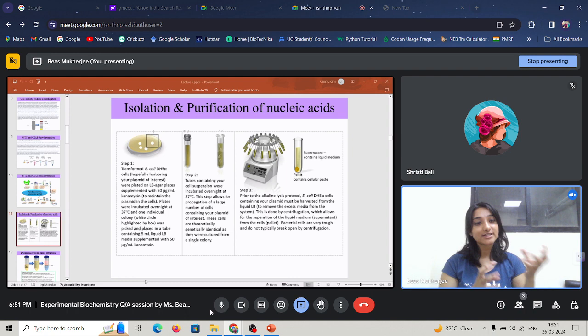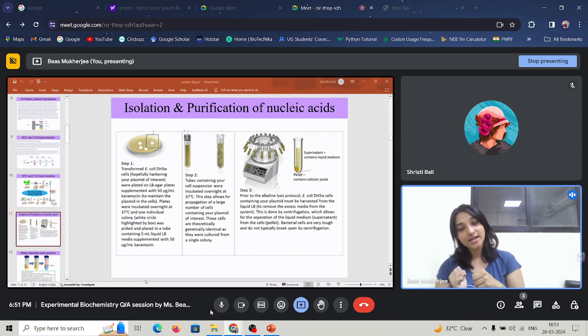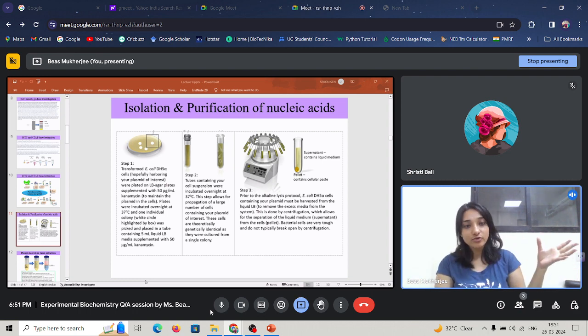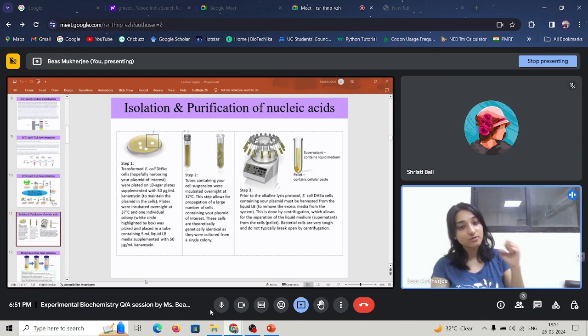Now you want to extract that modified DNA from bacteria. That DNA you want to use for PCR to amplify it, you want to send it for sequencing, you want to go for cloning with it, you want to go for more genetic engineering. Whatever you want to do, for that you first need to isolate the DNA from bacteria. So how do we do that?